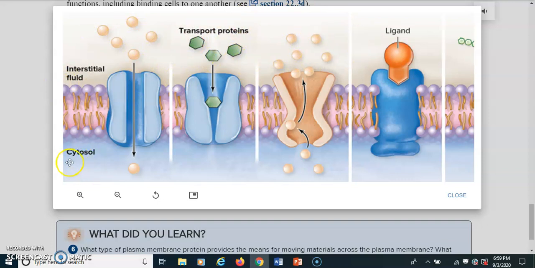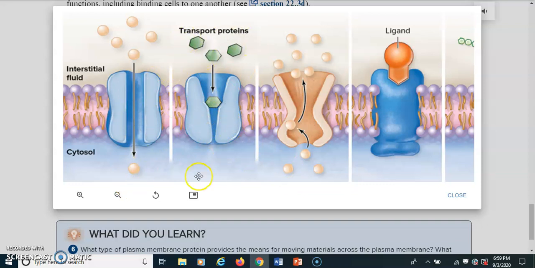And then cytosol is the fluid inside the cell. So you might see that term cytosol as well. You might be more familiar with cytoplasm. That's another, but it's part of the cytosol.